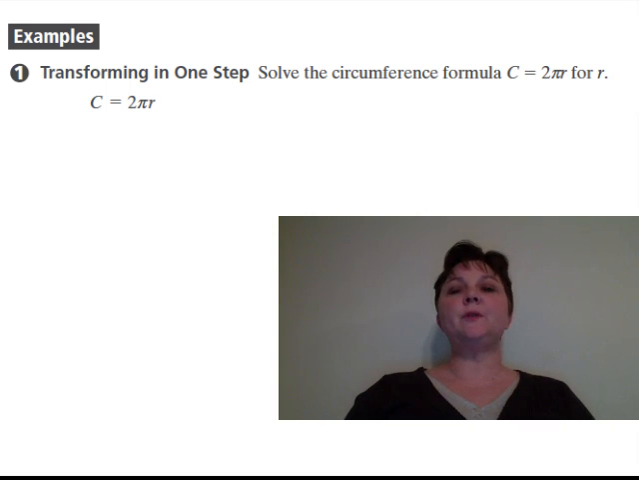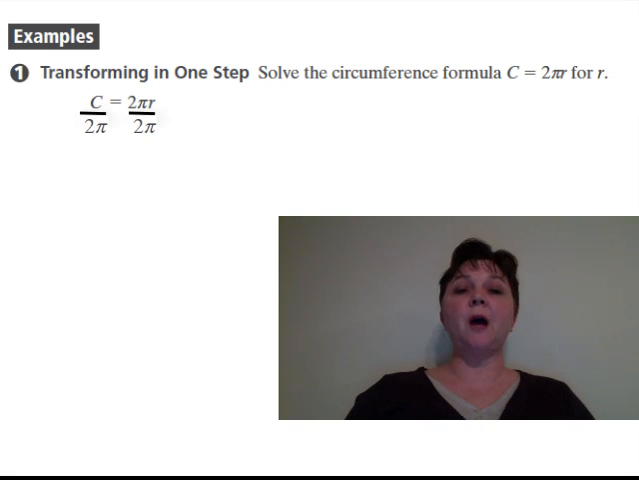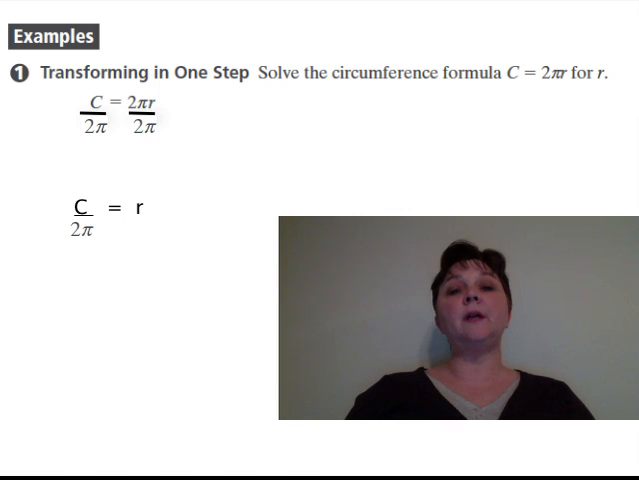We're going to solve the circumference formula c equals 2 pi r for r. In other words, we want to get the r all by itself. So we start with the equation c equals 2 pi r. We're going to divide both sides by 2 pi, which will leave just r on the right, and on the left we have c over 2 pi. So r equals c over 2 pi.